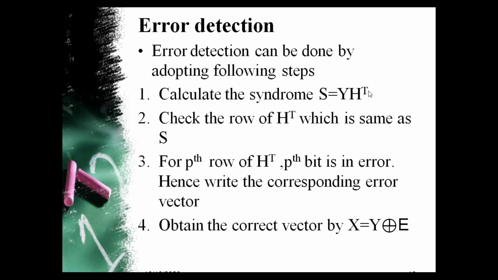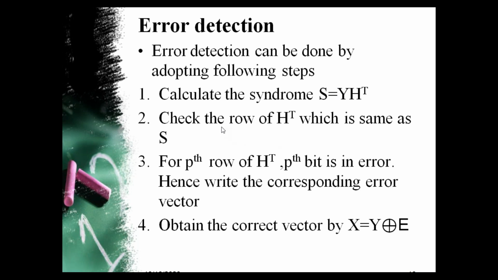Then if we have got that product Y into H transpose as a 0 vector, it means no error occurred. That is, the received word and code word are the same. There is another chance, that more errors occurred and it became another valid code word. Anyway, if it is 0, we can say X equal to Y, that is, the transmitted word and the received word are the same. Anyway, here calculate this syndrome, that is, find the product Y into H transpose.